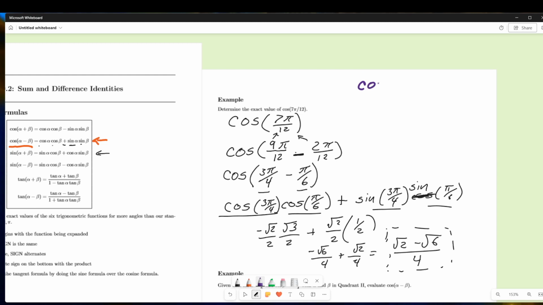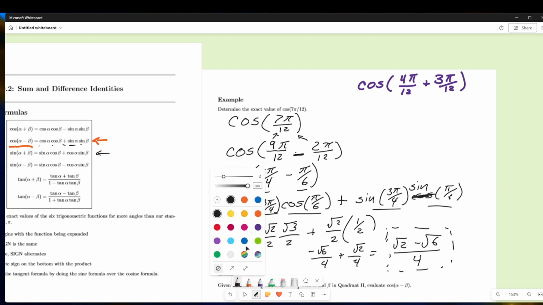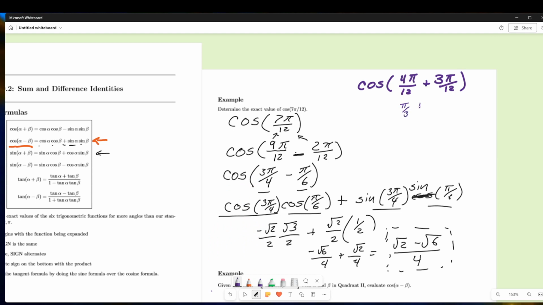Now, some of you might be bothered by the idea that, well, why didn't we break it into, say, 4 pi over 12 plus 3 pi over 12, because that would have also made 7 pi over 12. And we totally could have. And it would have worked out. That 4 pi over 12 would reduce to pi over 3, one of our standards. And the 3 pi over 12 would reduce to pi over 4, one of our standards. And they're even nice, comparatively. There's no pieces over in quadrant 2. Those are both nicely in quadrant 1.